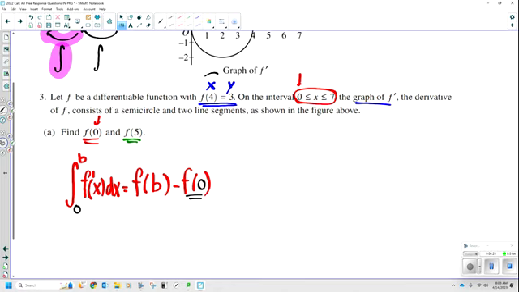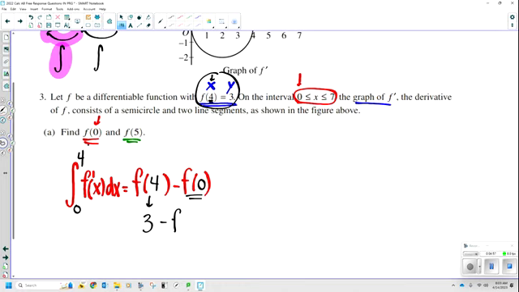This is where f of 4 equals 3 comes into play. My other x value is going to be 4, which means the upper bound here is going to be 4. And believe it or not, we know 2 of these 3 terms. F of 4, well, they gave us that. That's 3.